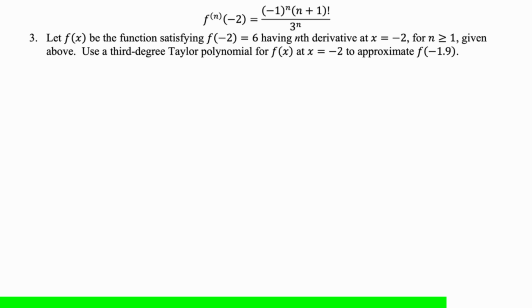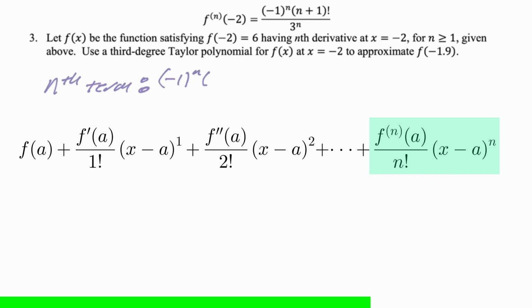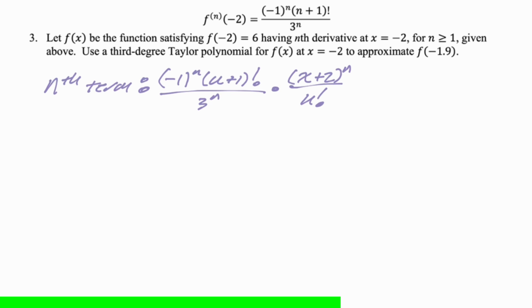All right, so we want to use a third-degree Taylor polynomial to approximate f of negative 1.9. So we're going to need to write it. So what I'm going to do is figure out the nth term of this thing. So the nth term of a Taylor polynomial is going to be the nth derivative times x minus a to the n over n factorial. So we just happen to know the nth derivative at negative 2 is this weird thing, right? So it's the nth derivative at negative 2, which is the given thing. And then it's times x minus negative 2, so x plus 2 to the n over n factorial.